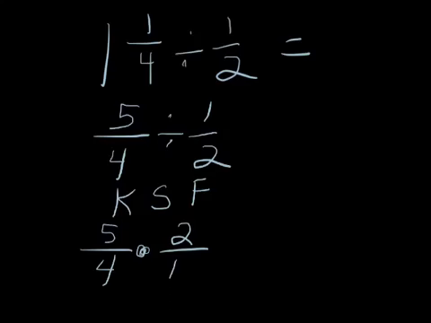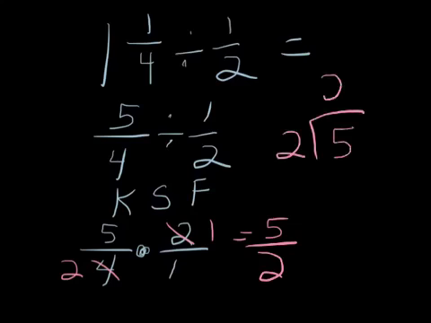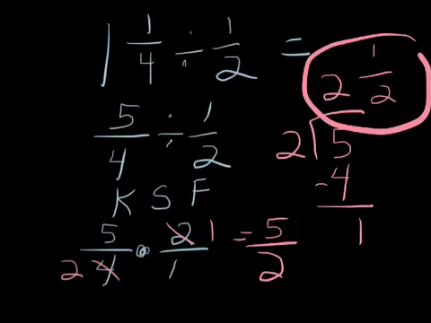I'm going to look to see, can I cross cancel? 5 and 1, no. 4 and 2, yes. I can divide both by 2. So 4 divided by 2 is 2. 2 divided by 2 is 1. Now I simply multiply. 5 times 1 is 5. And 2 times 1 is 2. Now I'm going to simplify. 5 divided by 2 goes in twice. 2 times 2 is 4, with 1 left over. So my final answer is 2 1/2.